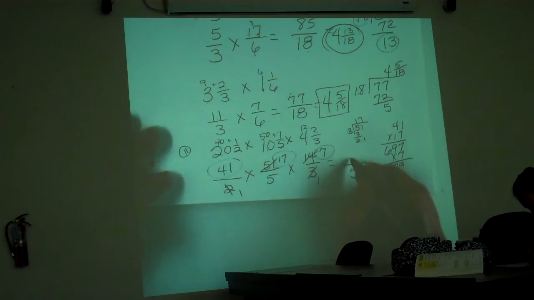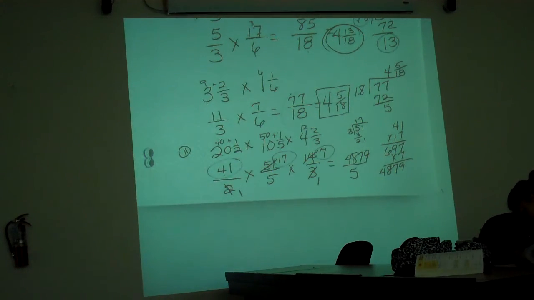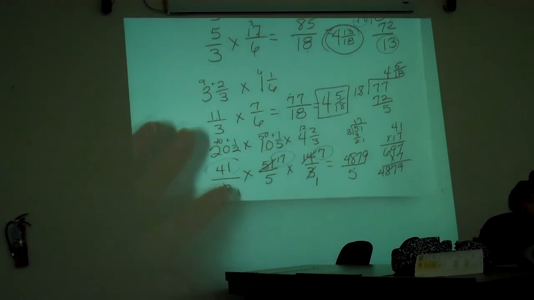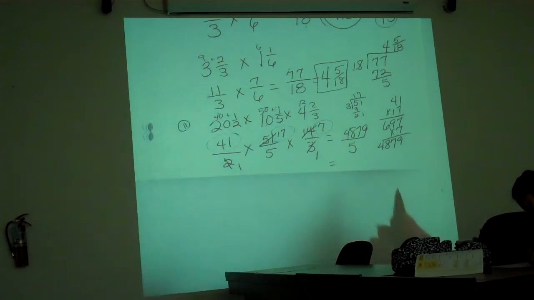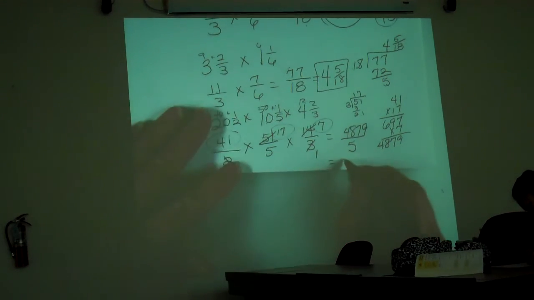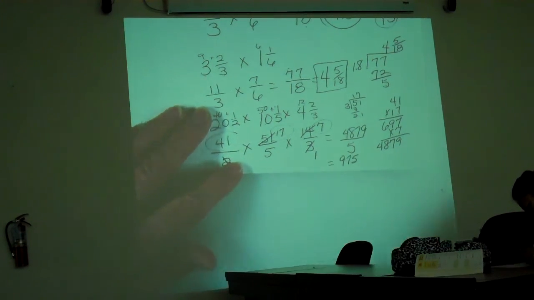4879. Okay. Then don't forget to turn that into a mixed number, which comes out when you divide this by 5. It comes out to a big number, 975, right? And then there's a remainder.